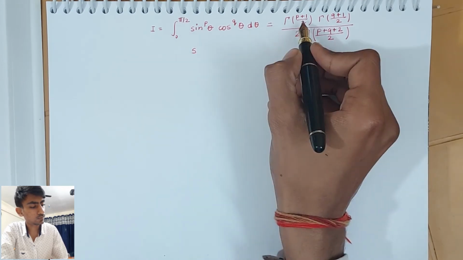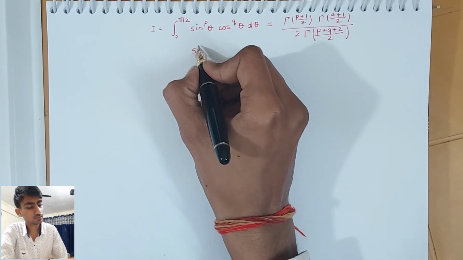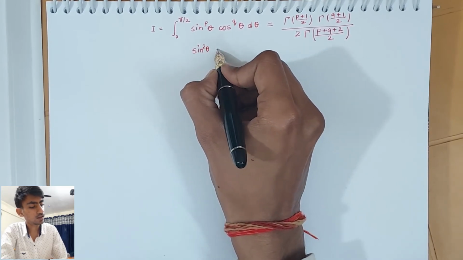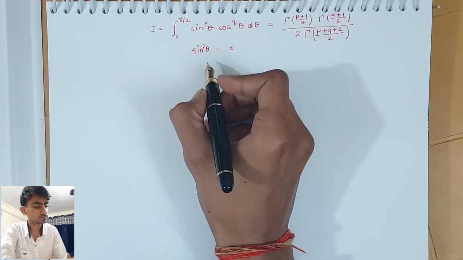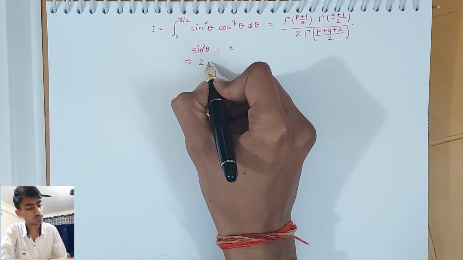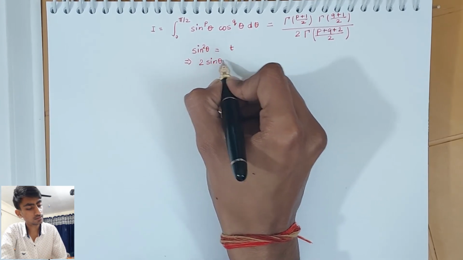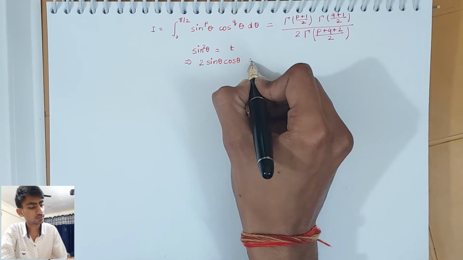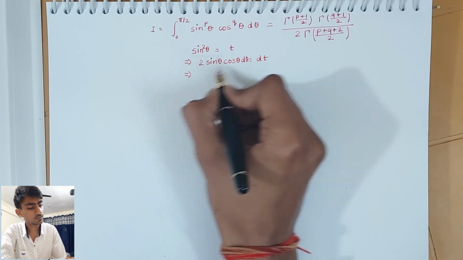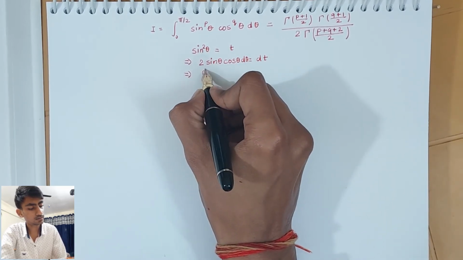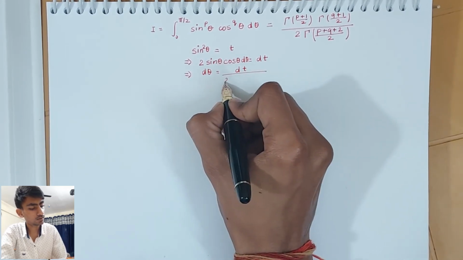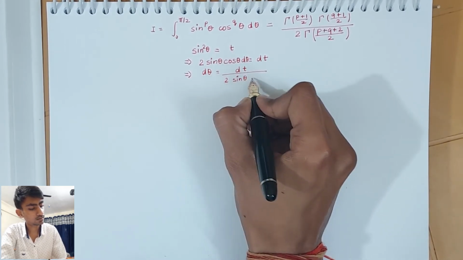So let's say we want to achieve that, so we can substitute sine square theta as t. That means 2 sine theta cos theta is equal to dt, and if I move these terms to that side, then d theta is equal to dt divided by 2 sine theta cos theta.